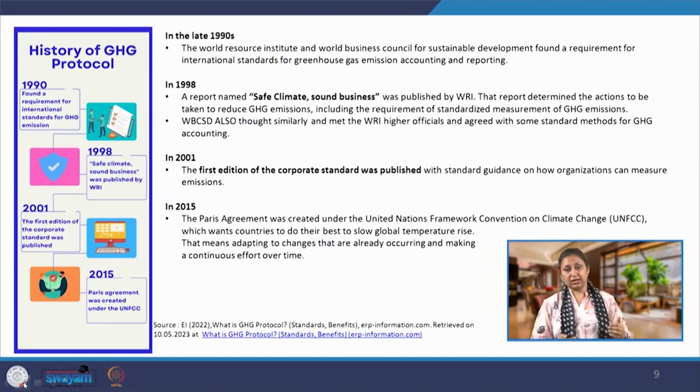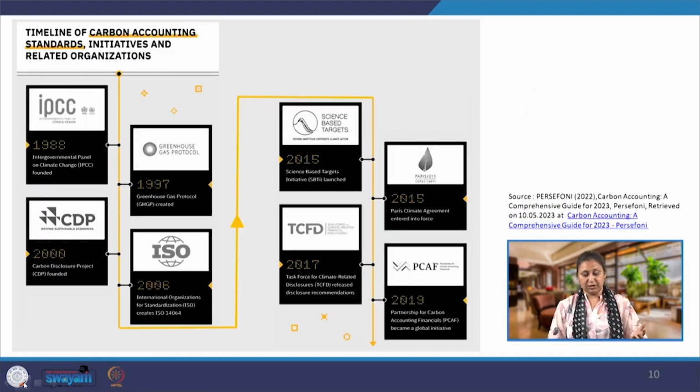So, these are the important events which have led to the development of the GHG protocol, and the final version of the GHG protocol is still evolving. More and more inventories are being added, more and more businesses are being covered under the protocol. If we look at certain other similar activities and similar organizations which have been created based upon the GHG protocol.